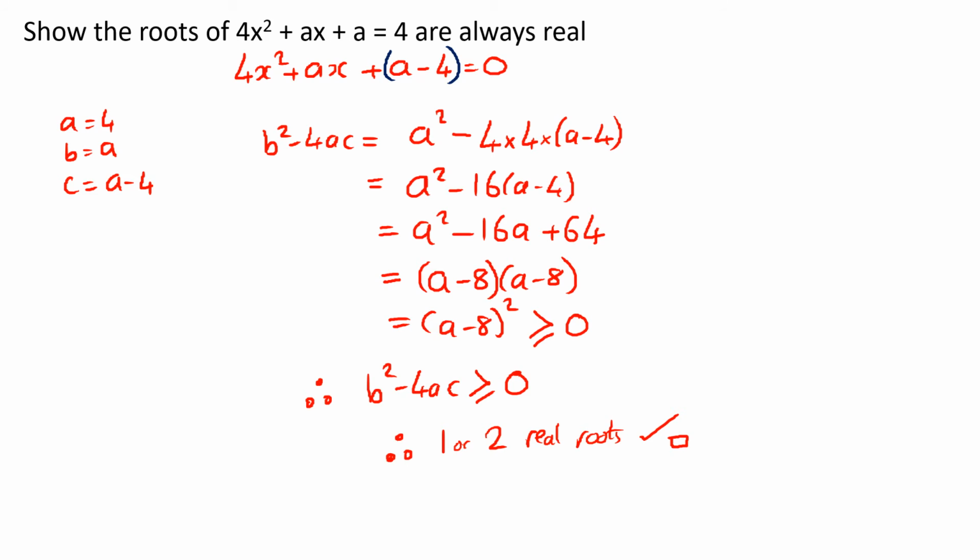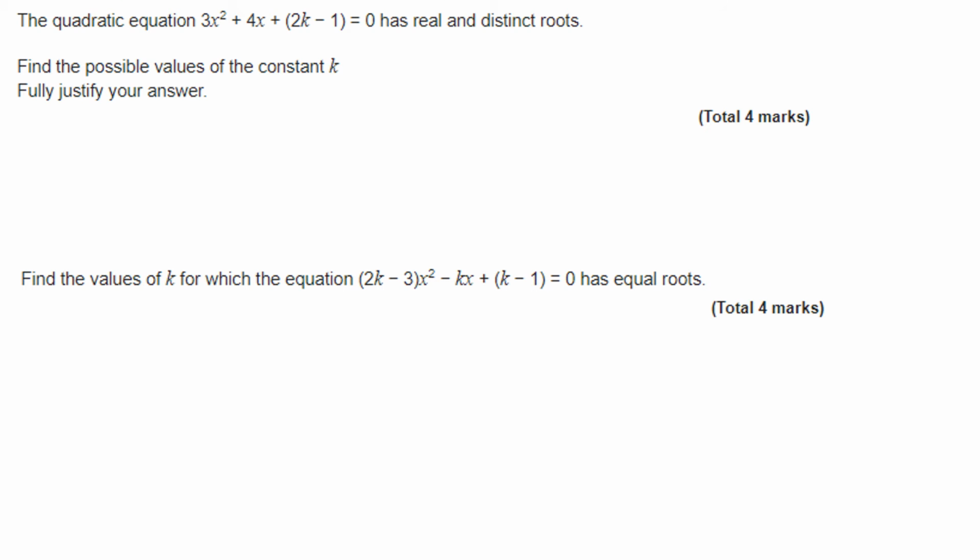Good question, that one. Okay, let's finish off by looking at some exam questions. We've got here a quadratic equation has real and distinct roots. What does that mean? That means b squared minus 4ac is greater than 0. Greater than because it's distinct roots. Find the possible values of k.